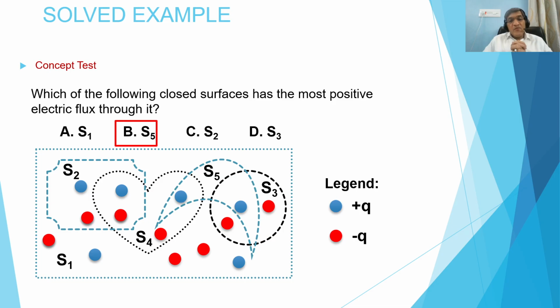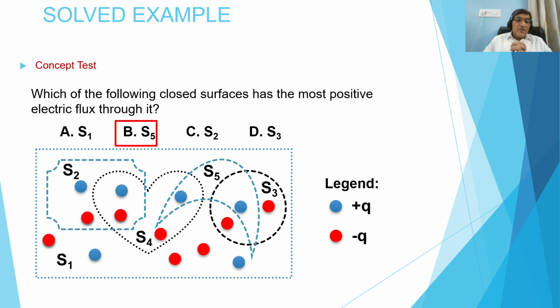Two are negative and one is positive. These charges are equal in magnitude but opposite in sign. So the red one is a negative charge and the blue one is a positive charge, but these charges are equal in magnitude. So again we come to our surface S1, which contains S4, S2, S5 and S3 inside it. So we have taken them one by one to explain.